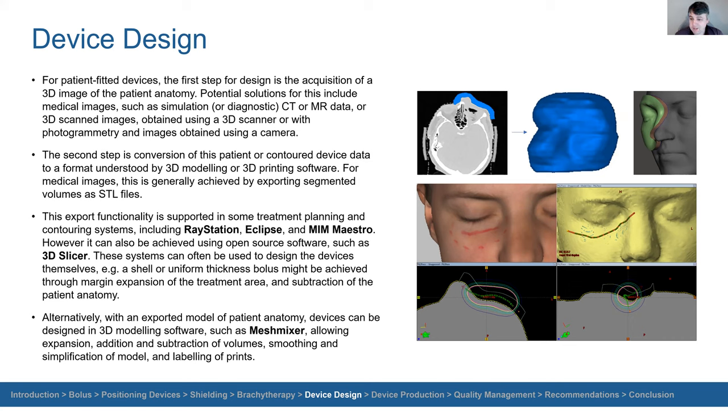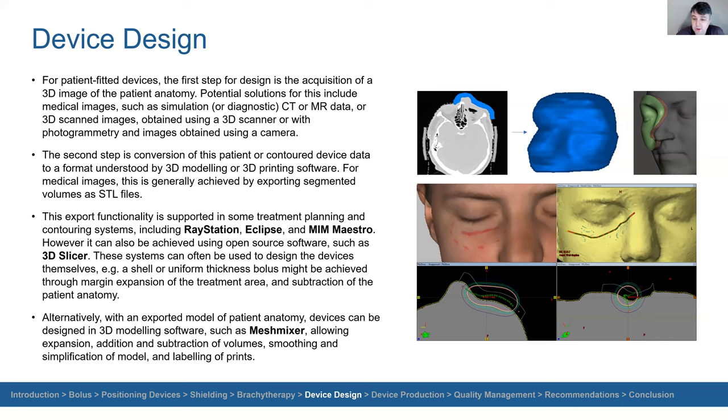Once you've got some sort of 3D model of a patient, you'll need to convert that if it's not already in a format that can be understood by conventional 3D modeling or 3D printing software, you'll need to convert that to something like an STL. So something that isn't necessarily a DICOM file, but instead a 3D model that can be edited. That sort of export functionality is supported in a lot of treatment planning systems now, whether inherently or by addition of scripts that you can find online.